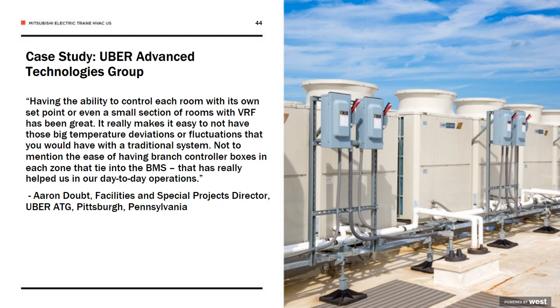According to Aaron Doubt, Facilities and Special Projects Director at Uber ATG, quote, "Having the ability to control each room with its own set point, or even a small section of rooms with VRF, has been great. It really makes it easy to not have those big temperature deviations or fluctuations that you would have with a traditional system. Not to mention the ease of having branch controller boxes in each zone that tie into the BMS. That has really helped us in our day-to-day operations."